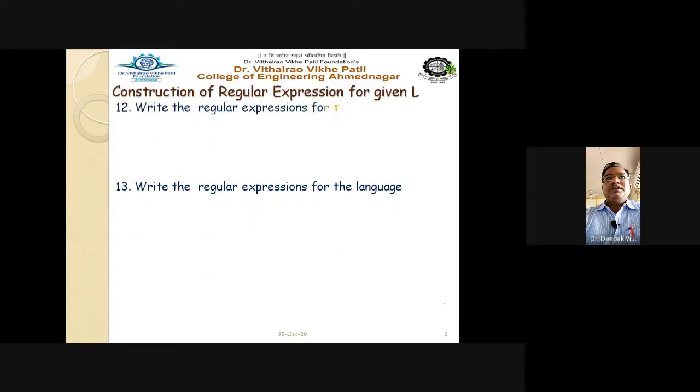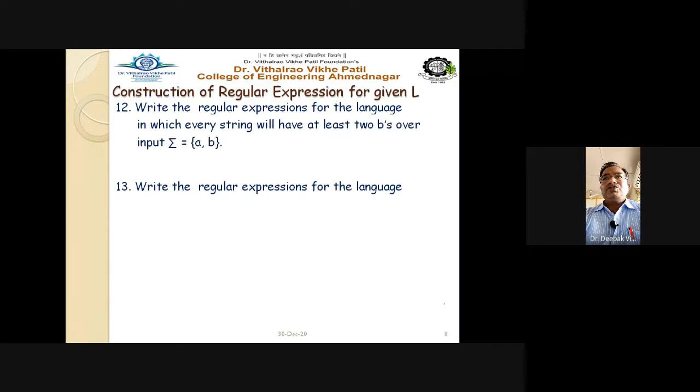Next one, write the regular expression for the language in which every string will have at least two B's over input sigma equal to {A, B}. We are reading this one. So how to write it? So regular expression: 2B means, yes, (A+B)* dot B. This B is compulsory. Dot (A+B)* dot B. This B is again compulsory, and at the end (A+B)*, any number of A and B.